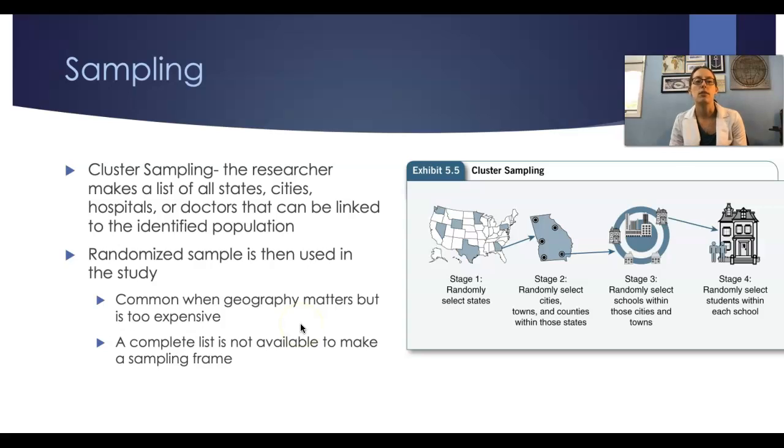Cluster sampling is the researcher making a list of all the states, the cities, hospitals, doctors, or whatever can be linked to the identified population. So randomized samples are then used in the study. It's common when geography matters, but it's too expensive for us to do a complete study. Or a complete list is not available to make a sampling frame, for example.